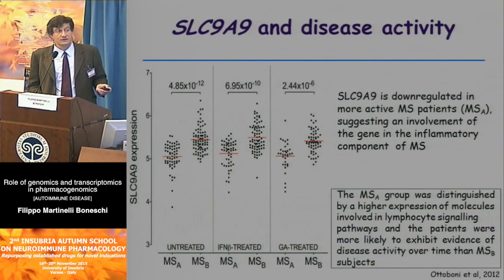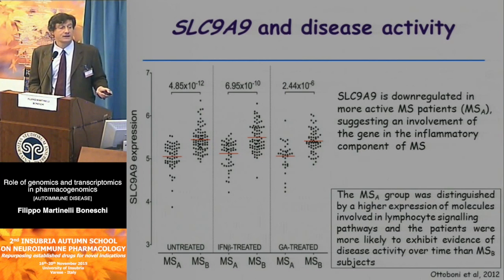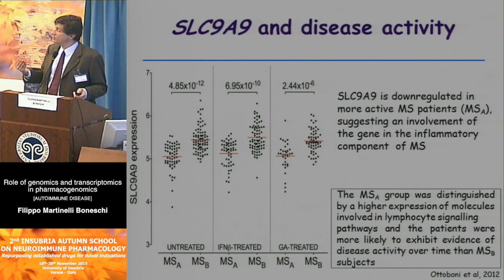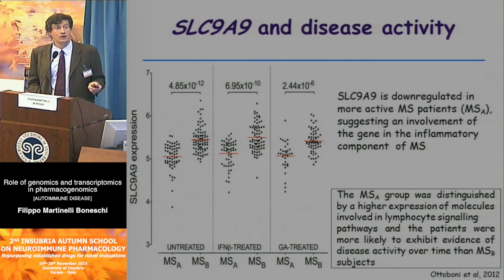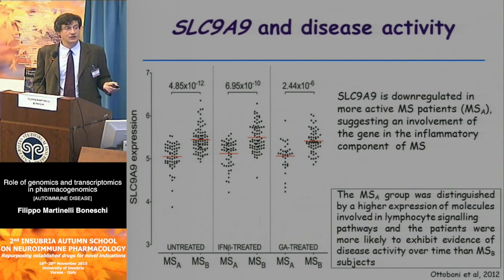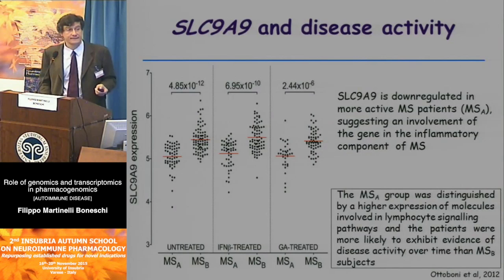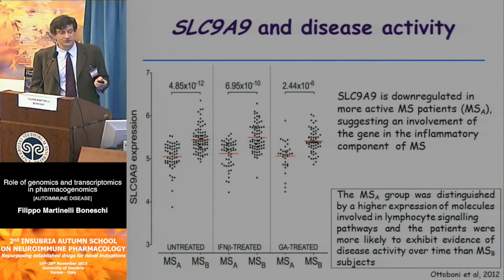But that was interesting. We also found, and this was consistent in untreated patients, but also in interferon-beta treated and in glatiramer acetate treated patients, that in general, individuals with a more active MS, so individuals with a more severe phenotype, tend to have a downregulation of the gene. So essentially, the gene was downregulated in individuals with a more severe form of disease. I will then summarize at the end of this piece of the story.